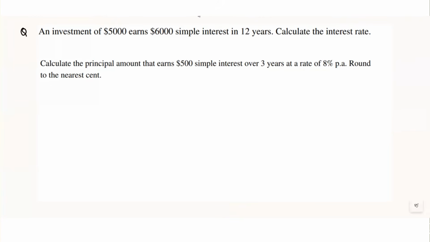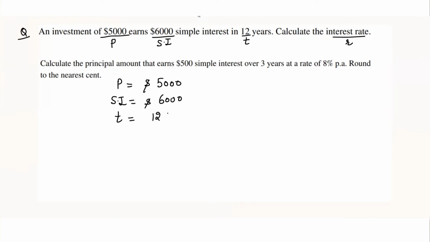Now, in this question, they have given us an investment of $5,000. This is principal. And 6,000 simple interest. That means this is simple interest. Time T is given. And what we need to calculate is the value of R. So we will put all the values in the formula. P is $5,000. Simple interest is $6,000. Time is 12 years. Rate, we don't know what the value of R is.